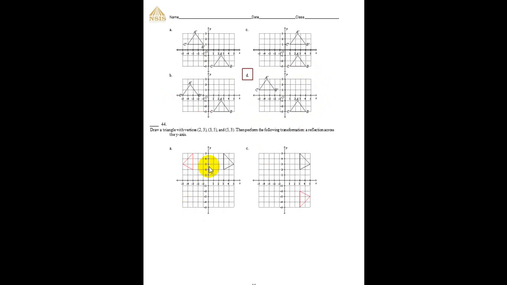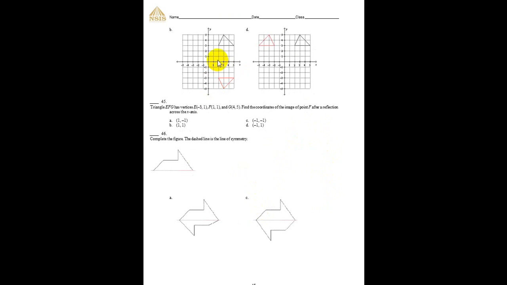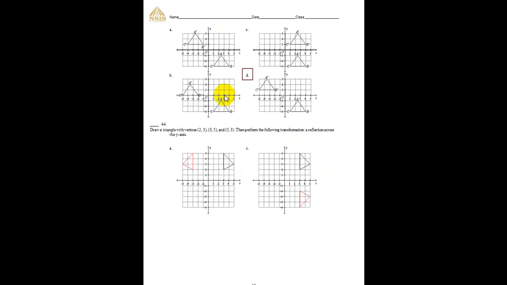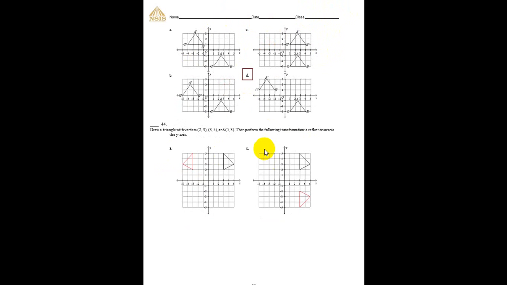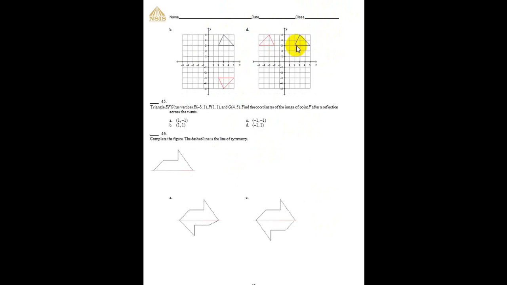Draw a triangle with vertices (2,3), (3,5), (5,3). Then perform the following transformation: reflection across the y-axis. First, draw the original triangle (2,3), (3,5), (5,3). These two triangles are true, which represent reflection across the y-axis. Where is the y-axis? This is the y-axis. The reflection will be on this side. So number D is true.